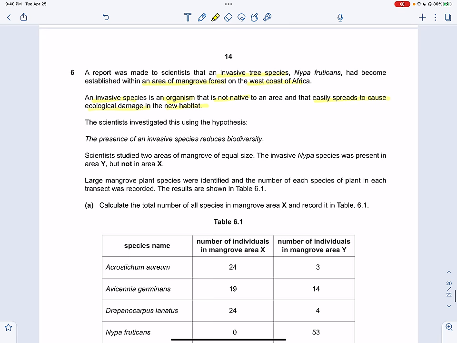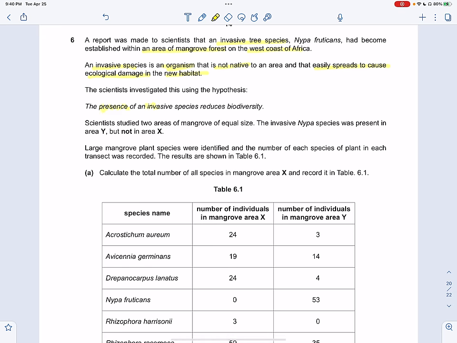Scientists investigated using this hypothesis: the presence of an invasive species will reduce biodiversity. So they're saying if you have an invasive species there, the biodiversity in the area is going to be reduced. We're going to use Simpson's Index of Biodiversity to see what the biodiversity is in these two areas. It's an area of the mangrove forest, not all of it. Scientists studied two areas of mangroves of equal size. The invasive Nipa species was present in area Y, but not X.